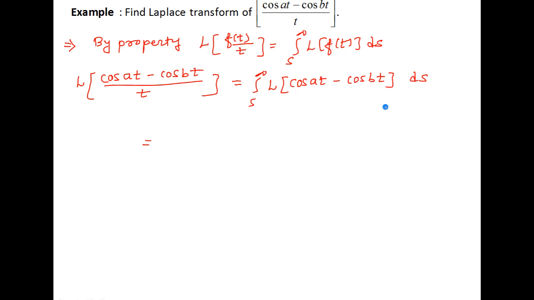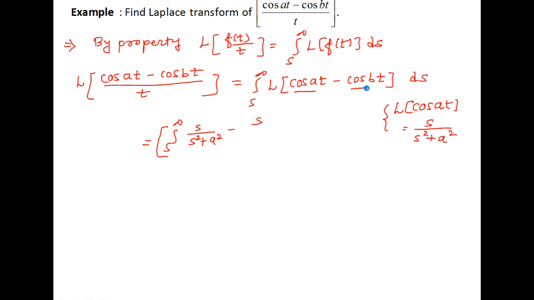Now here using the standard result of Laplace of cos at, what is it? It is s upon s square plus a square. So here it is integration s to infinity s upon s square plus a square minus, now by the linearity property we can separate the Laplace. So here Laplace of cos at is s upon s square plus a square, and Laplace of cos bt is s upon s square plus b square ds.